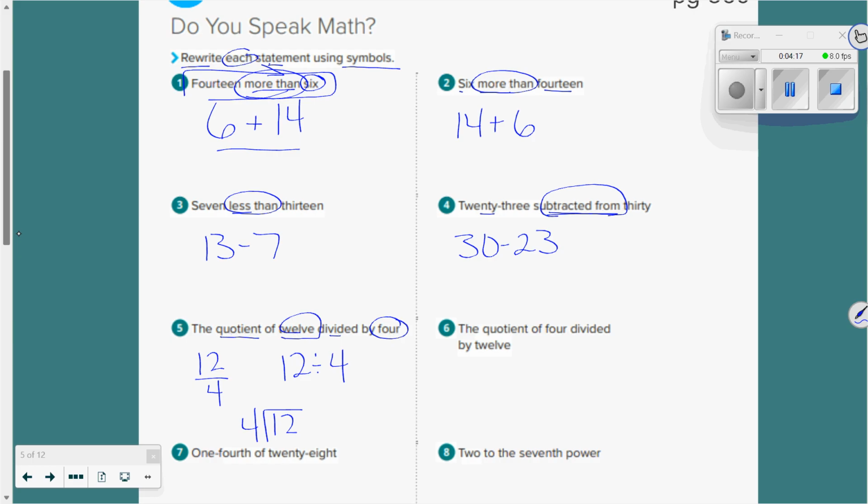Quotient of 4 divided by 12. This one would be tricky for a lot of you because so many of you are used to the bigger number being first that a lot of you have trouble writing that. But that's okay. Again, I would start it as the fraction, 4 over 12. You could also have written it using long division, 4 divided by 12. It just means it's going to be a decimal for your answer.